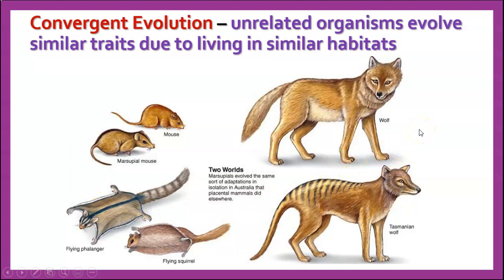And so that's convergent evolution. Another example would be a shark and a whale, or a shark and a dolphin. Sharks and dolphins look very, very similar to each other. They live in similar ways, but dolphins are mammals and sharks are fish.